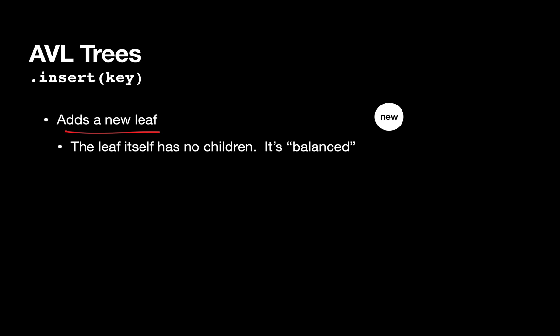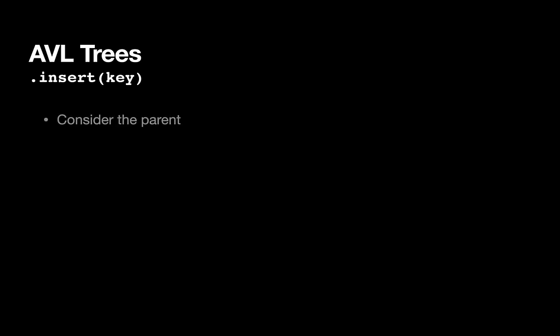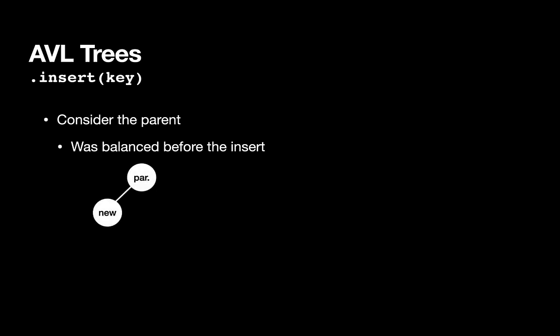Okay, let's think about where in the tree we may have issues. Okay, so let's consider the parent. So it was balanced before we did the insert. And we've really got 4 different cases for inserting a leaf that we're concerned about right now. So it's possible that we inserted some new node to the left of the parent. Maybe the parent didn't have a right child. Maybe the parent does have a right child.